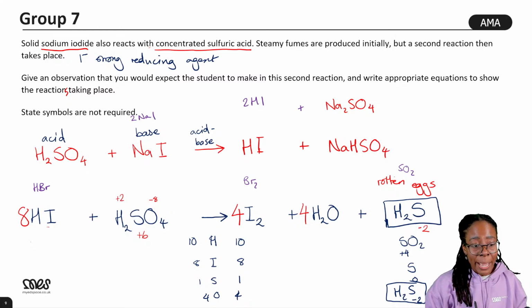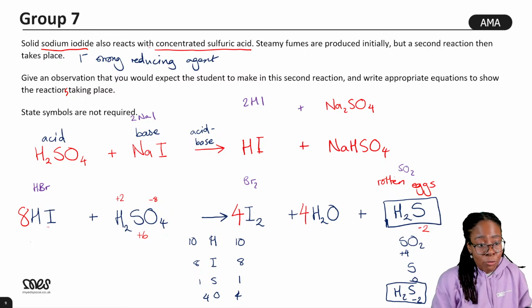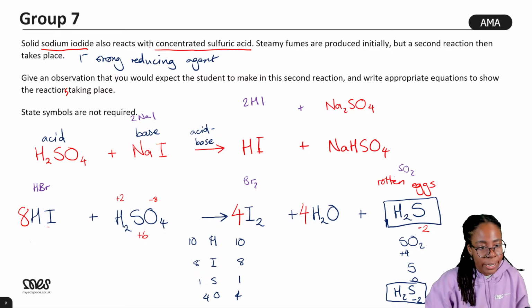Okay. The chemical that smells, yeah, it smells really bad. It smells disgusting. It smells like rotten eggs. H2S smells like rotten eggs. Yeah.